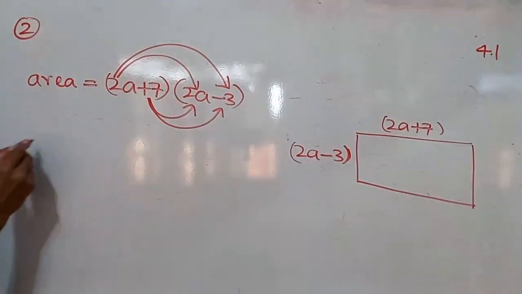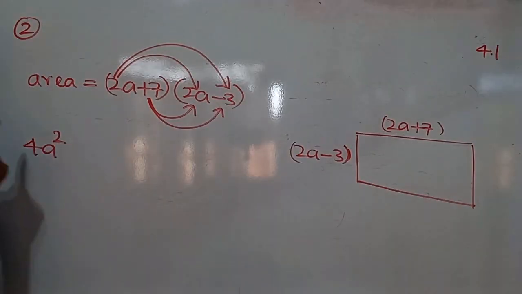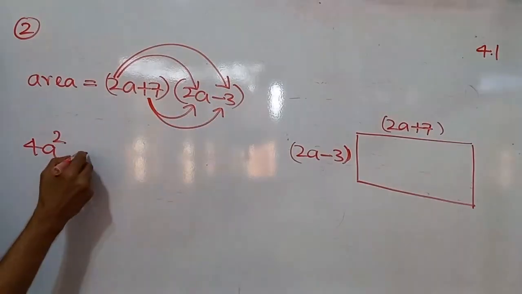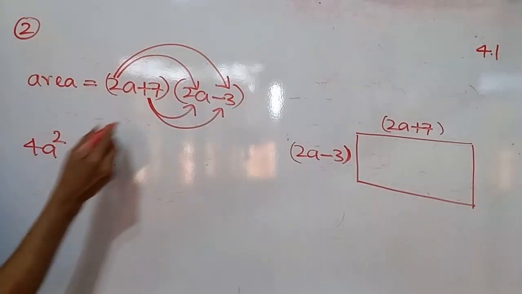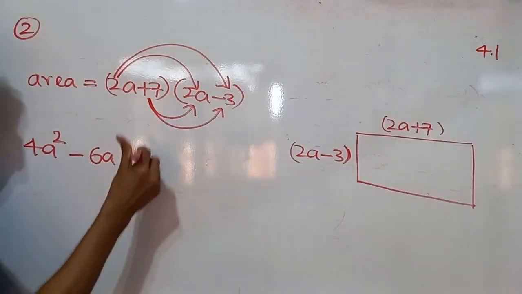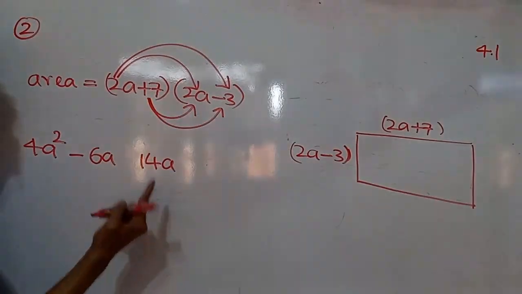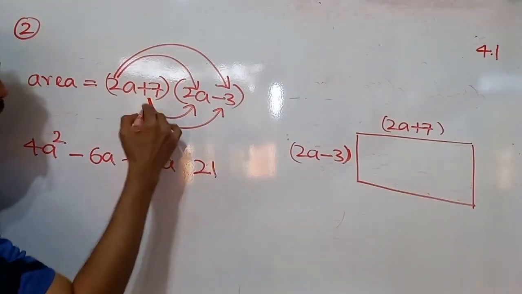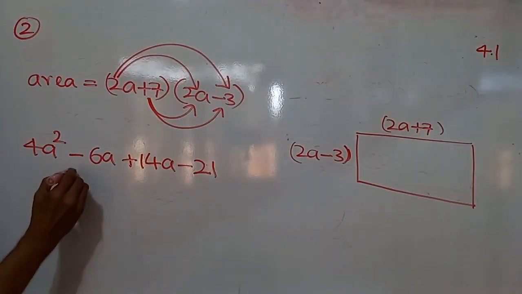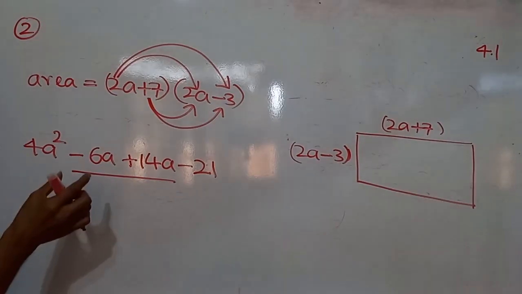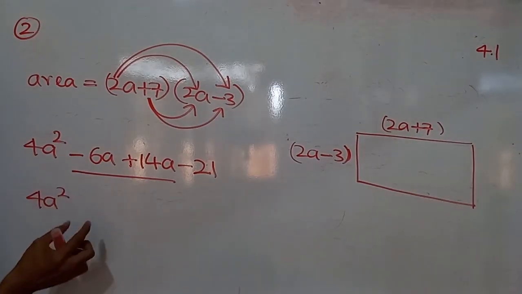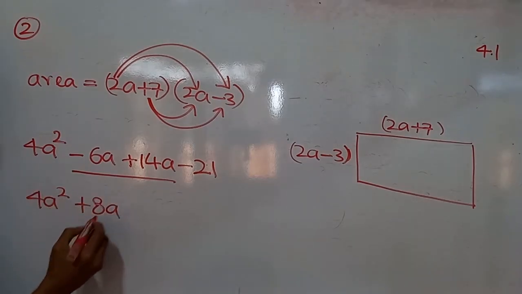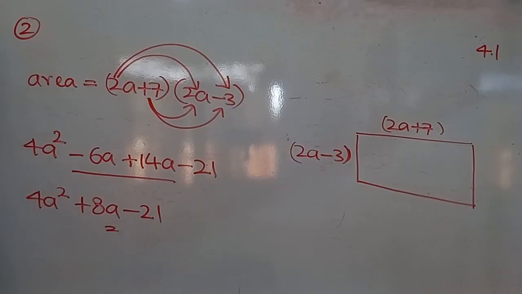Right. So 2a into 2a, that is 4a squared. Positive into positive, that is positive. Then 2a into 3, that is 6a. Positive into negative, that is negative. 7 into 2, that is 14a. Positive into positive, that is positive. 7 into 3, that is 21. Positive into negative, that is negative. Right. So these are what? These are like terms, right? So 4a squared. So here, what is the simplification? Positive 8a minus 21. So that is the answer.